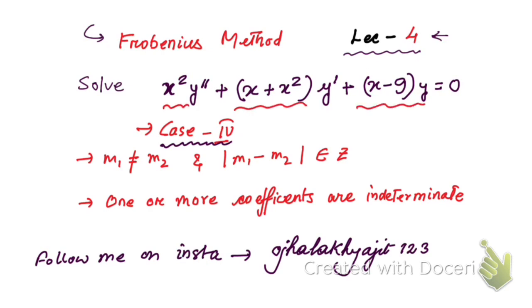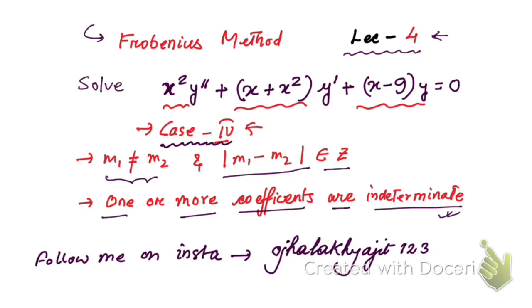Hello friends, welcome to lecture number 4 of Frobenius method, and here we're going to solve this equation. This is case 4, where you see the roots of the indicial equation are distinct and they differ by an integer. One more situation you may face here: one or more coefficients are indeterminate, but it is not necessary that you're going to face this situation in all the problems of this case. So now let us solve this equation.